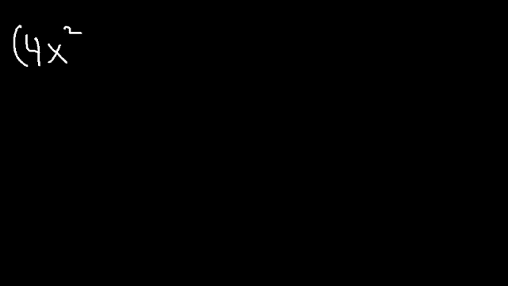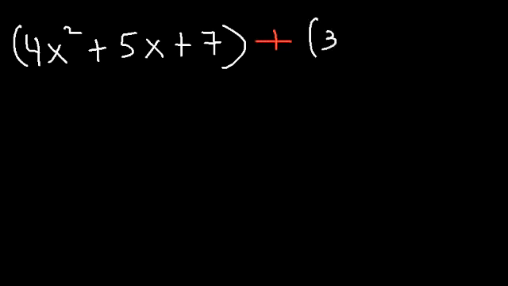Let's say we have 4x squared plus 5x plus 7 plus 3x squared minus 8x plus 12. So how can we add these two polynomial expressions? If you know what to do, feel free to pause the video and work out this particular example.